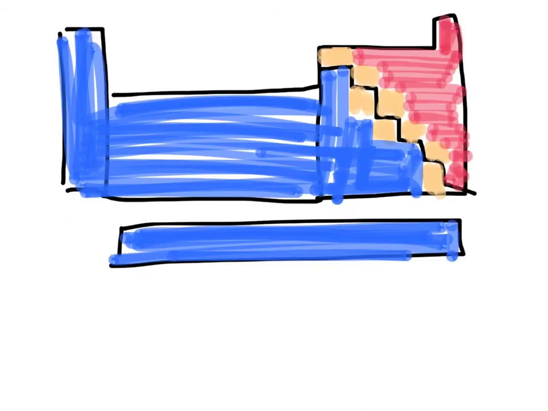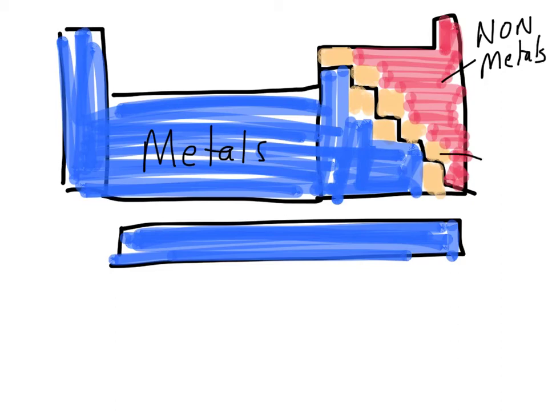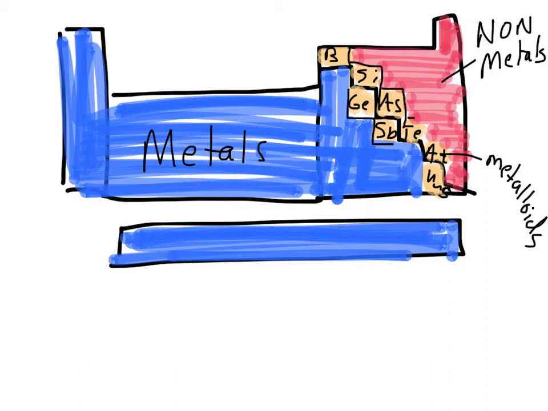Okay, so now we need to divide the periodic table up a little bit different. The blue here are metals, and the red is non-metals, and the yellow, orange here are what we call metalloids. They have the properties of both metals and non-metals, and that would be boron, silicon, germanium, arsenic, antimony, tellurium, astatine, and they think ununseptium, 117. Okay, so these are considered to be the metalloids.